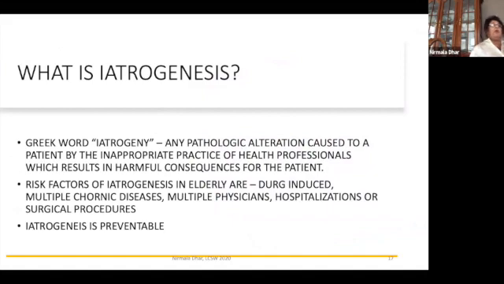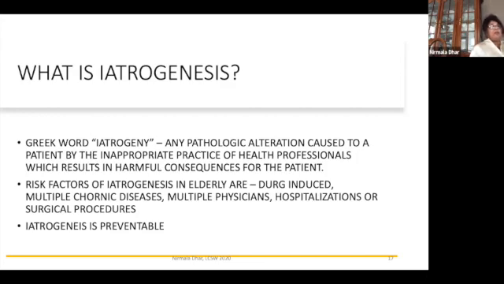What are some risk factors for iatrogenesis in older adults? Drug-induced. There are multiple medications, and no one is talking to each other, the prescribers. There is poor coordination of care. Multiple chronic diseases, multiple physicians, multiple hospitalizations or surgical procedures. All of that are huge risk factors for iatrogenesis.